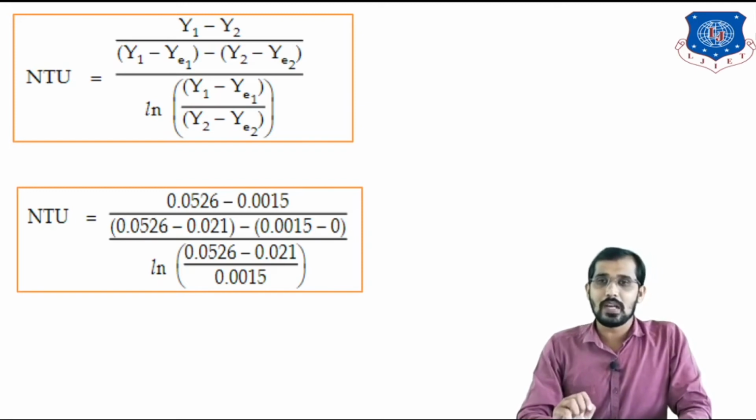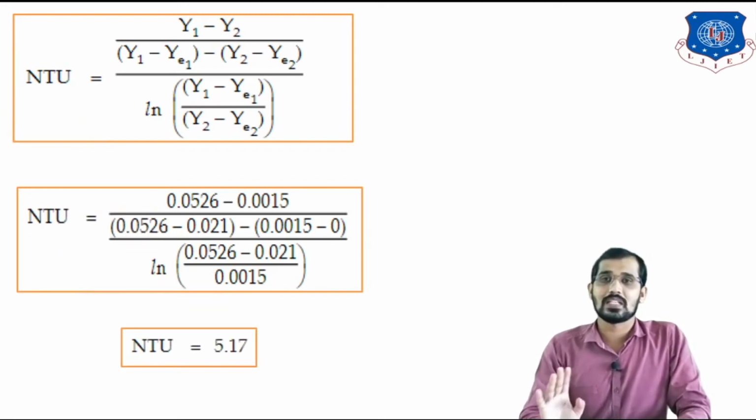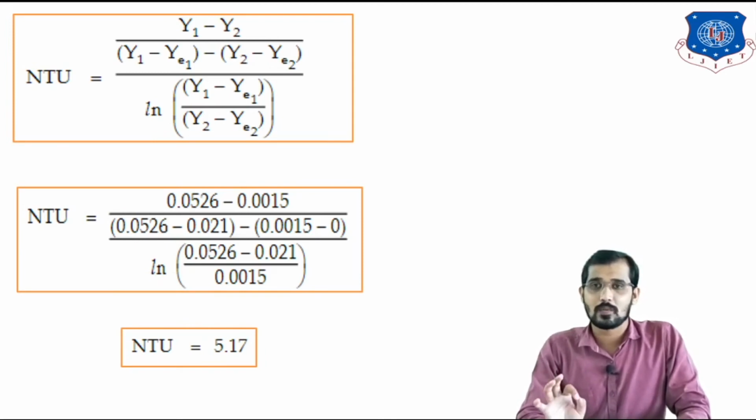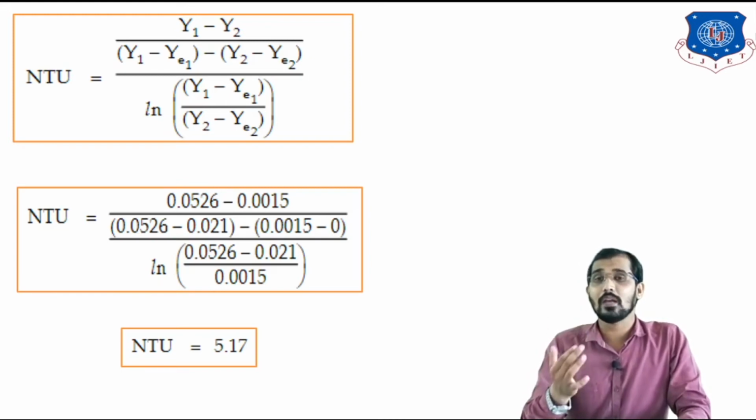Just put all these values here and calculate this, you will get this answer. NTU, the number of transfer units, is nothing but 5.17. This is the number of transfer units value. Now we are going to find HTU.